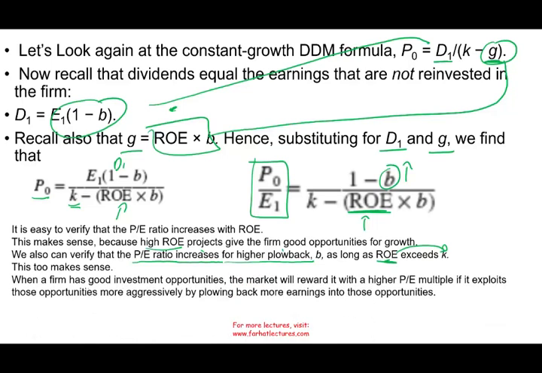Okay, so when a firm has good investment opportunities, the market would reward it with a higher PE multiple. If you have a project, if you have a product on the horizon, investors are willing to pay more for your company, which will increase your multiple. If it exploits those opportunities more aggressively by plowing back more earnings into these opportunities, you put money back into the company, you have projects to earn money, the investors will reward you ahead of time.